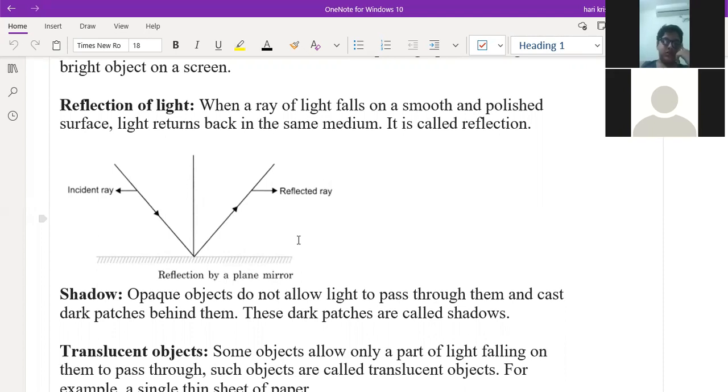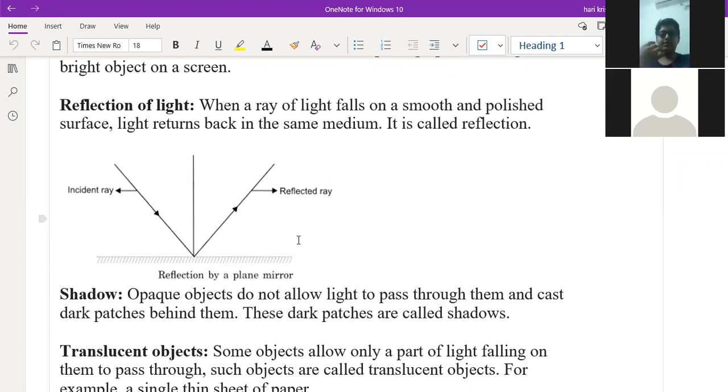Suppose you have taken a half glass of water, and now you are allowing the light onto the surface of the water. What will happen? It will reflect or refract? Refract. Refract means what?